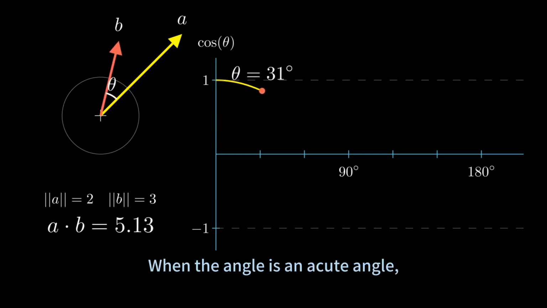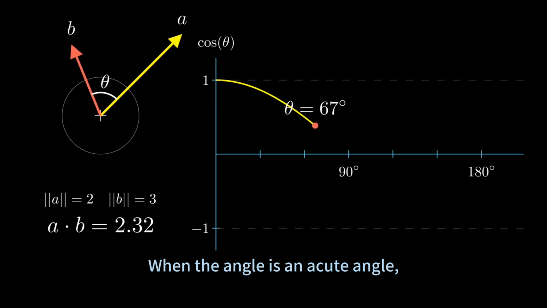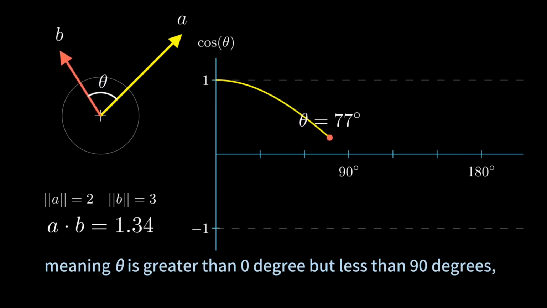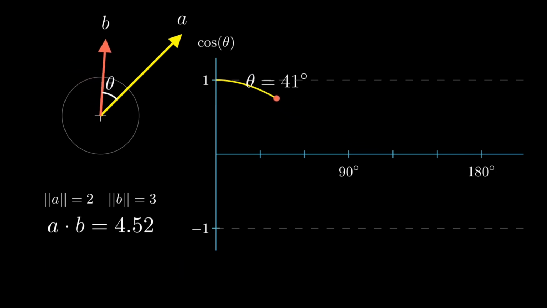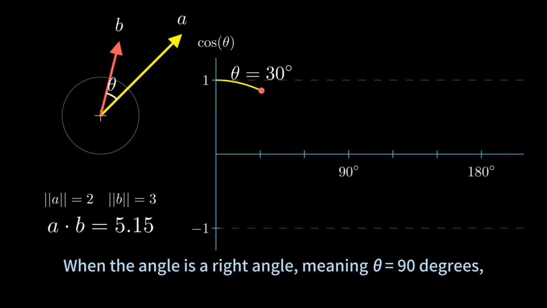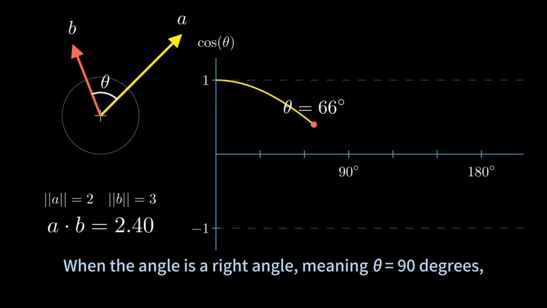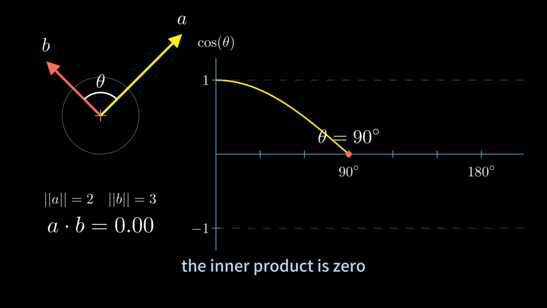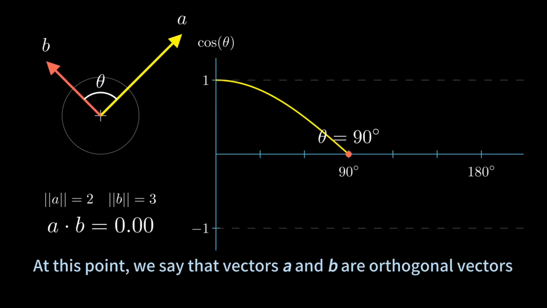When the angle theta is an acute angle, meaning theta is greater than 0 degrees but less than 90 degrees, their inner product is positive. When the angle is a right angle, meaning theta equals 90 degrees, their inner product is 0. At this point, we say that vectors A and B are orthogonal vectors.